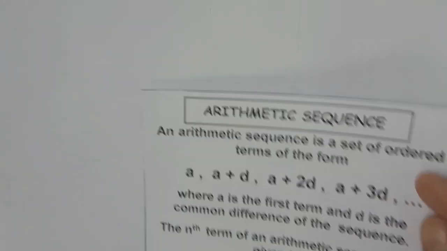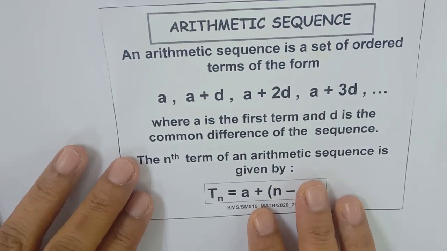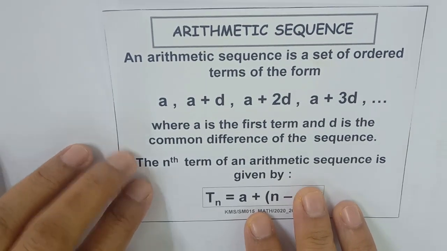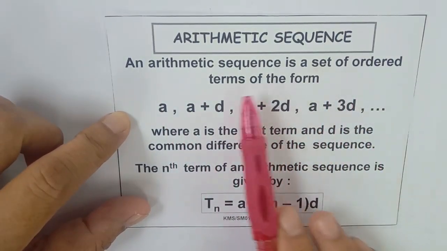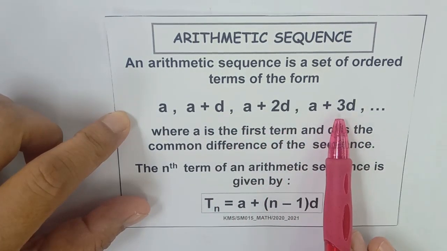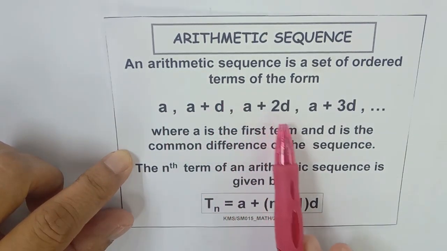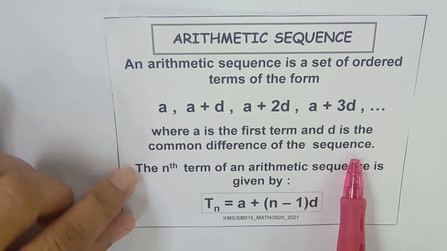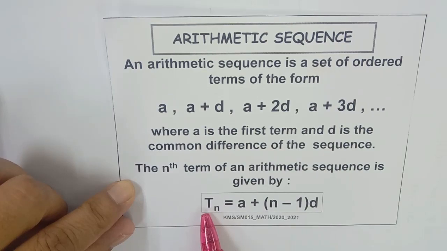Before we go deeper into these topics, you should know the introduction of arithmetic sequence. An arithmetic sequence is a set of ordered terms of the form a, a plus d, a plus 2d, a plus 3d, and onwards, where a is the first term and d is the common difference of the sequence. So the nth term of an arithmetic sequence is given by the formula Tn equal to a plus n minus 1 times d.